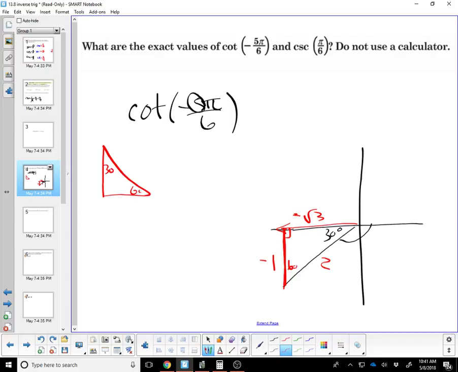30, 60, 90. Right? This is a 1, that's a 2. And if we do Pythagorean's theorem, that would produce radical 3.